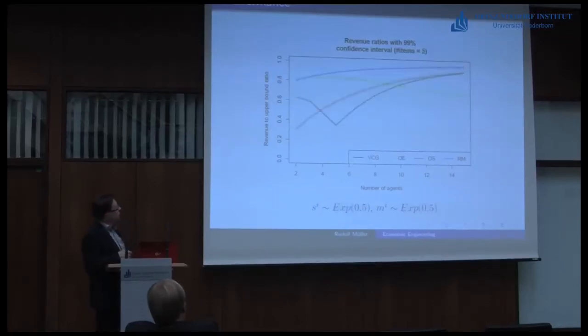Now for other distributions, you see that you can gain much more here. So for example, if you do VCG, and you have exponential distributions with a mean of 0.5, then VCG becomes very bad in comparison to the upper bound.